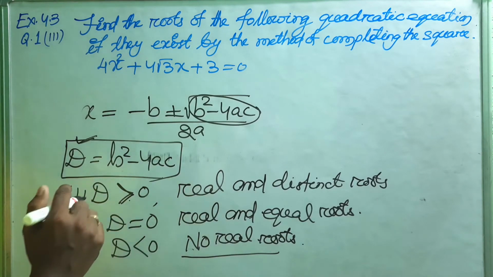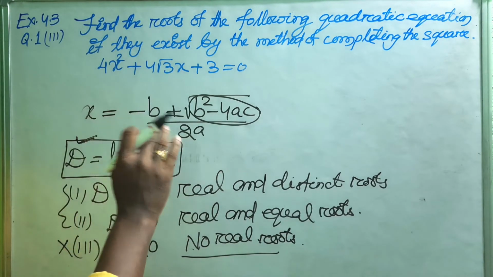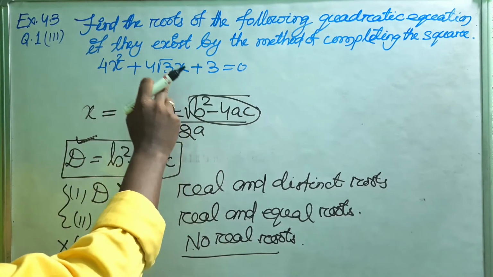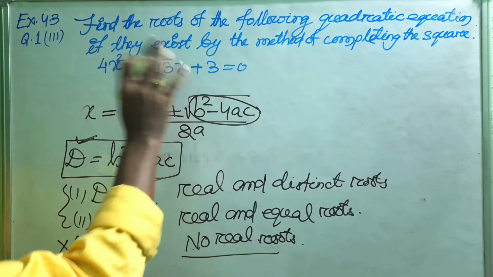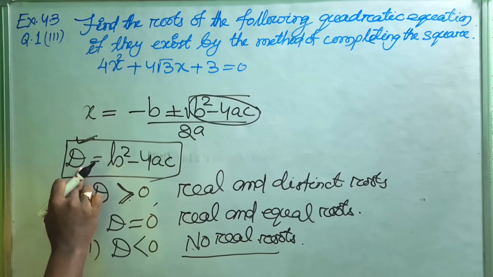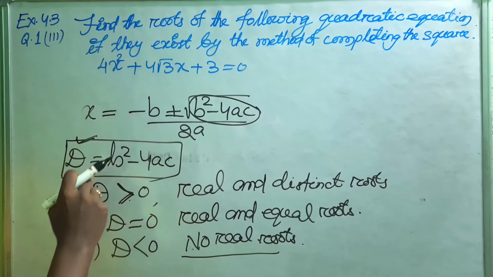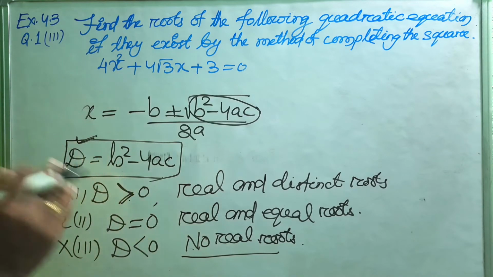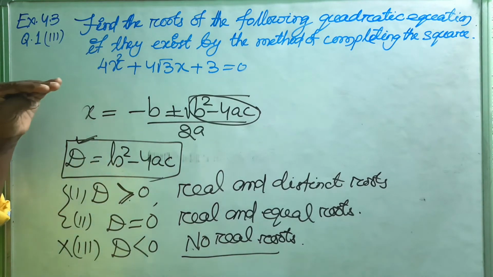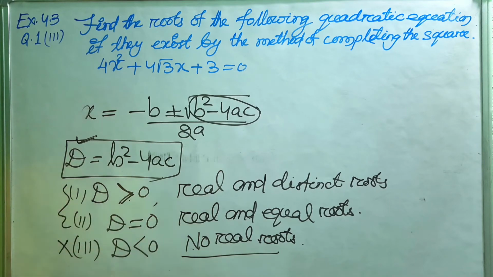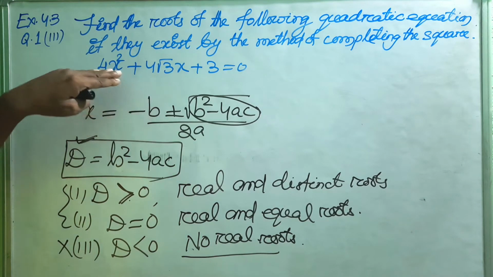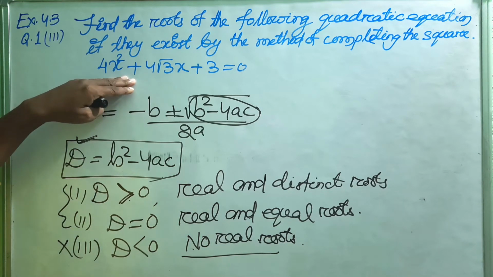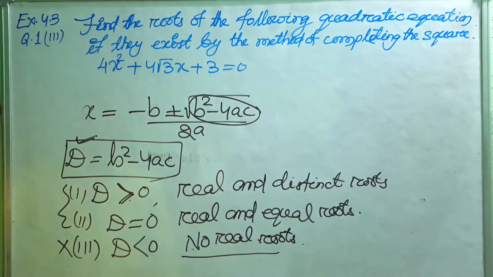Now here we have to find the value of D. We have to determine the discriminant D. Then after judging the value of D, you can check whether this quadratic equation has roots or not. Now let us solve this one. We will check whether this quadratic equation has roots or not. So let me erase this one.